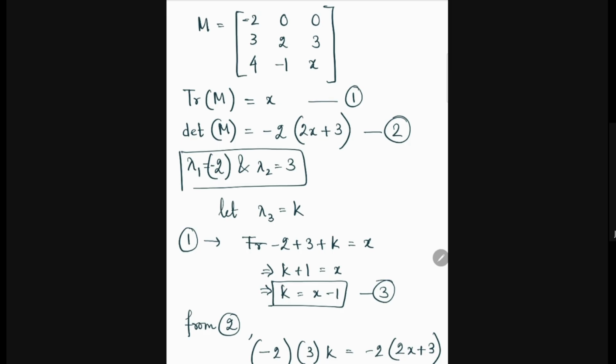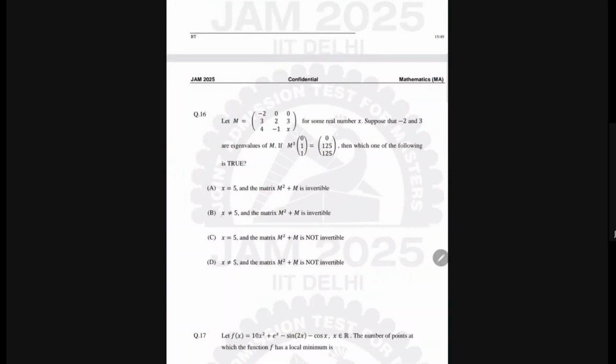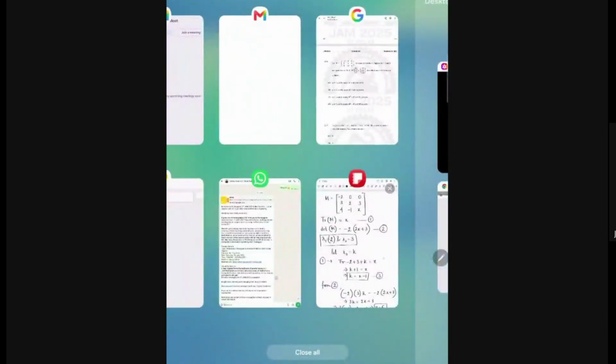Yes, ma'am. So our option A and C are not true. X is not equal to 5. X is equal to 6.